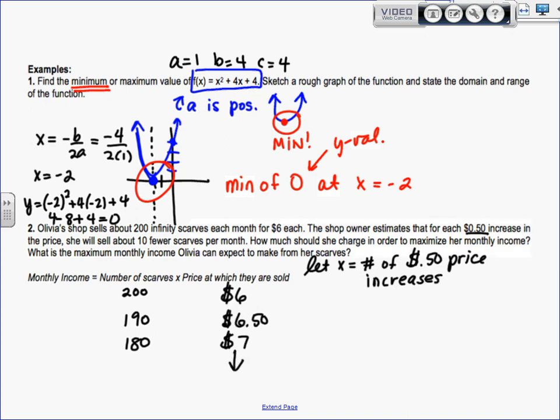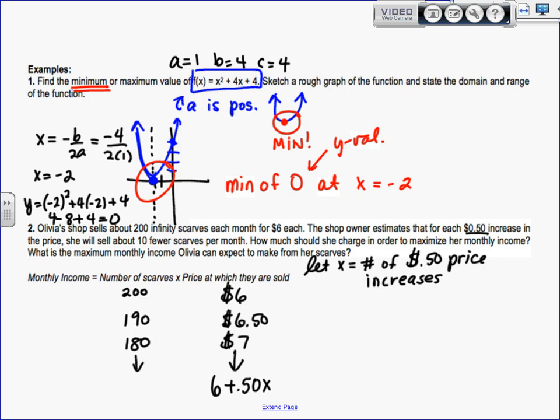Okay, so we don't know what price she's going to sell it for. We're going to have this in terms of X. So the price, she started out at $6, but if she has X price increases, it's going to be plus 50 cents times X. All right, does that make sense? So that's the number of price increases. So if she increased it like 5 times, it'd be 6 plus 2.50, so it'd be $8.50.